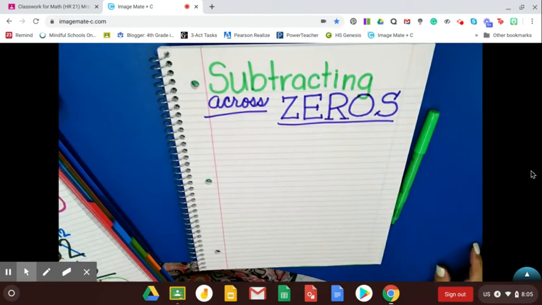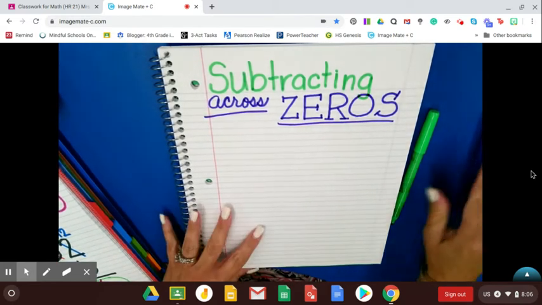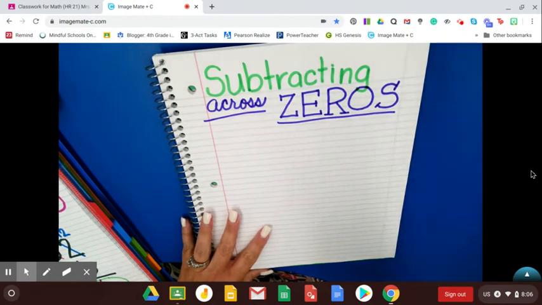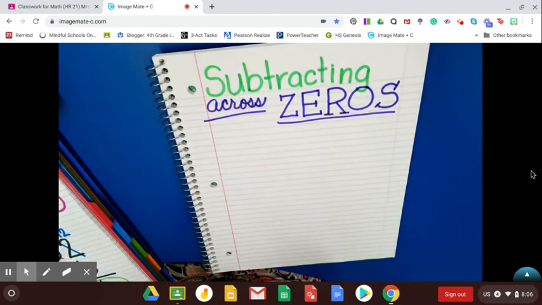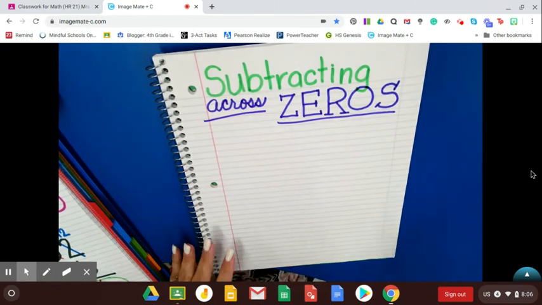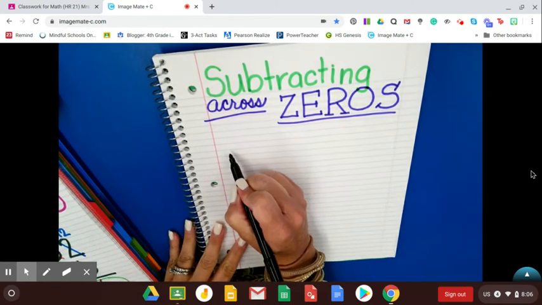All right, subtracting across zeros. So what does this mean? Subtracting across zeros is one of those tricky situations where you don't have enough to subtract, and then there's zeros at your next door neighbors. So nobody is home. What do we do when nobody is home?